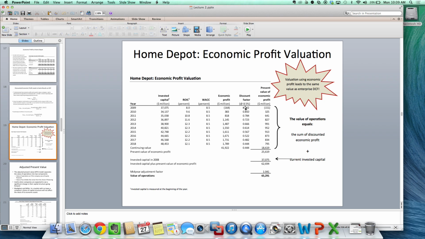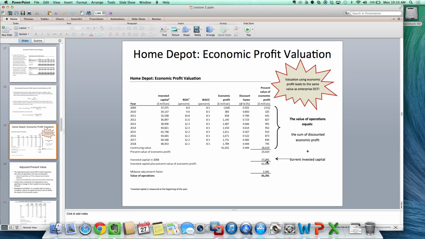We discount the economic profit, which is the one-period change in value, just like we discounted the free cash flows. We also calculated continuing value of the economic profit, just like we calculated continuing value of the free cash flows. We put that back into present value. We sum it. We get an overall value of economic profit, which is the change in value of the firm. So this is the change in value year by year for the first 9 years. This is the change in value into perpetuity. We sum up the changes in values. We get the overall change in value of the firm.